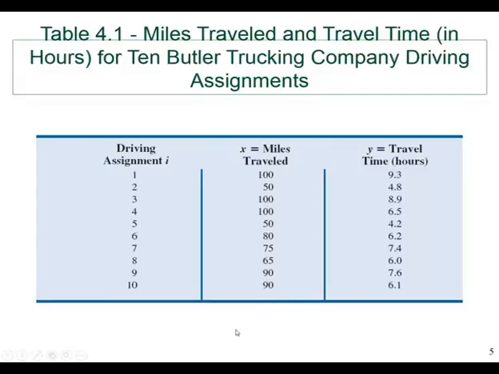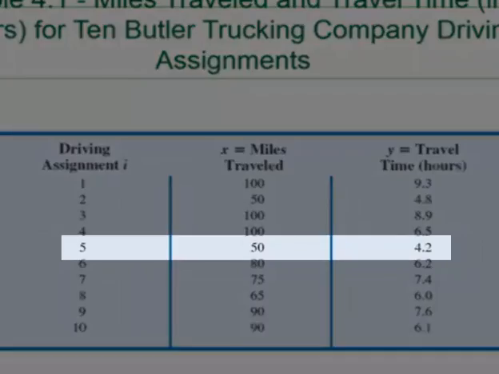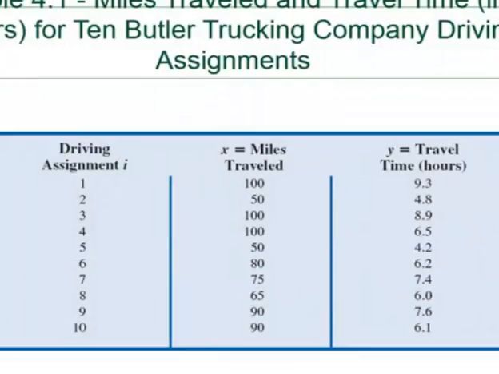Okay, so let's take a look at this for a moment. So these are 10 driving assignments, and what is the shortest travel time? Do you see here? 4.2. Right, so 4.2 right here. So 4.2 hours. And how many miles did the driver have to travel? That is 50 miles. So 50 miles, it took 4.2 hours. So 50 miles is also, if you look at the miles, the shortest, right? The lowest number of miles here. So you can see there is some relationship.